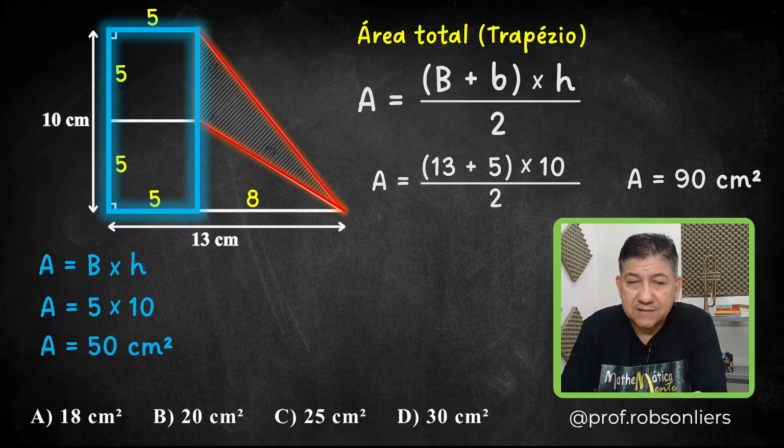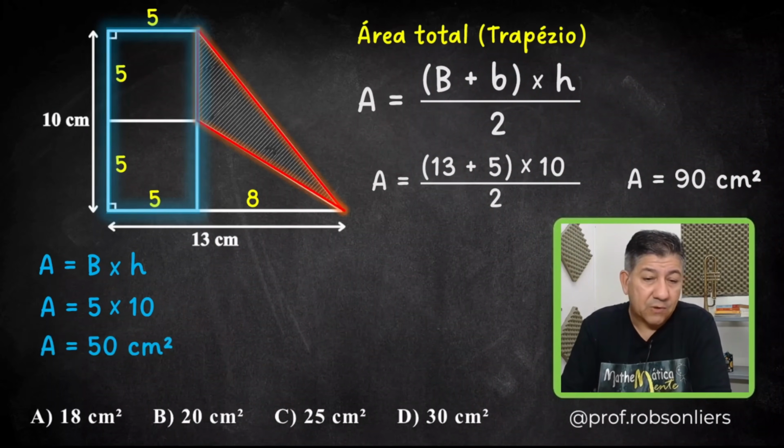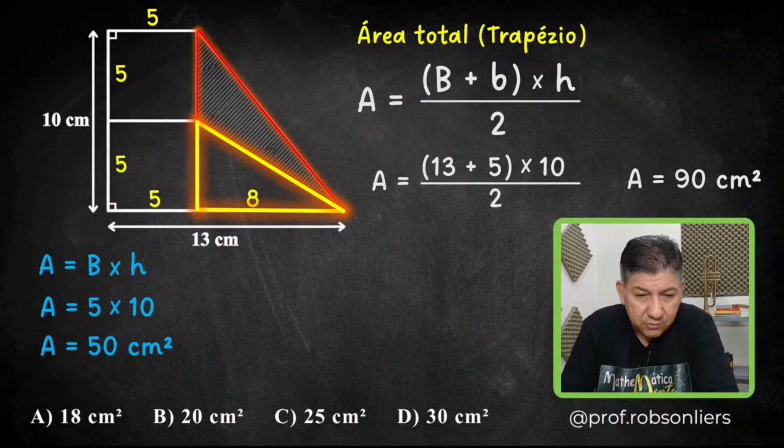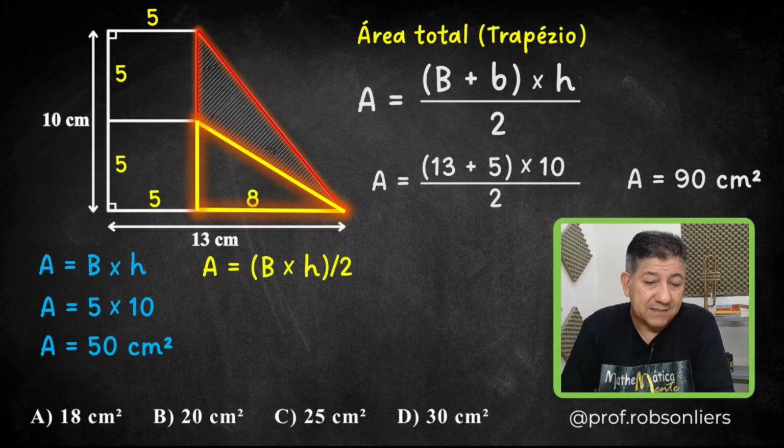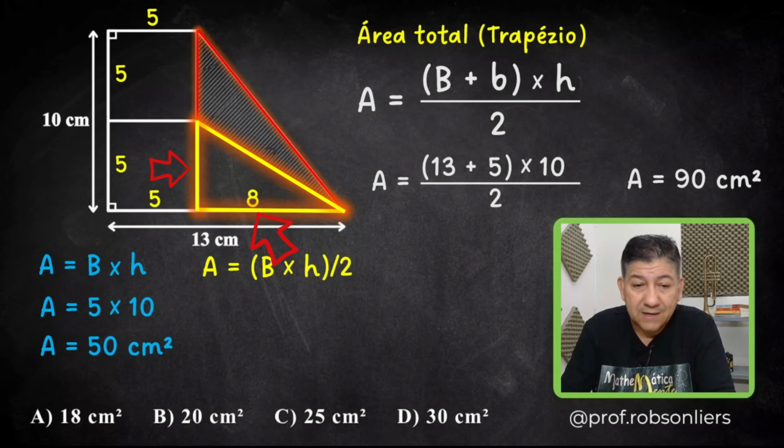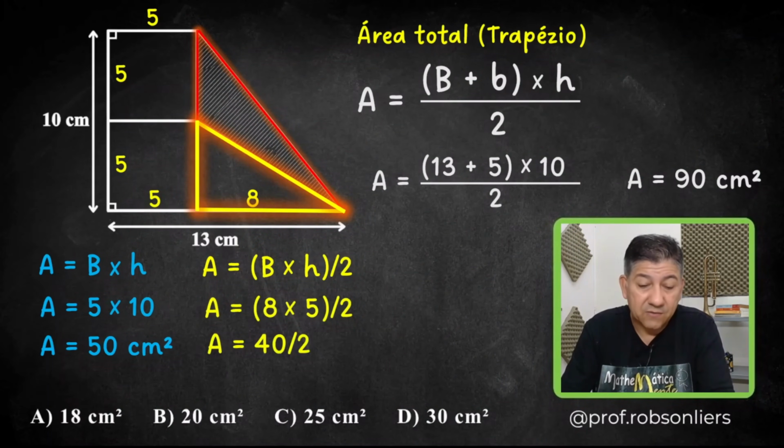Great, we already know the area of those two small squares. Next, we'll calculate this triangle's area. The area of the triangle is base times height divided by 2. We already have the base of the triangle, which is 8, and we also have the height of the triangle, which is 5. It's the same as the square's side. So, the area will be equal to base times height, 8 times 5 divided by 2. 8 times 5 is 40, so it will be 40 divided by 2, which is equal to 20.